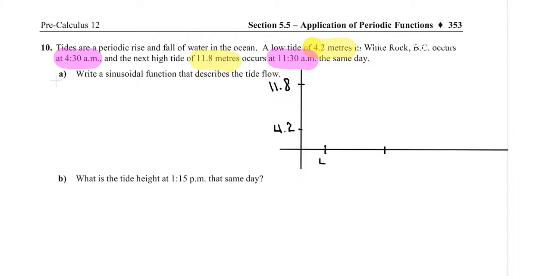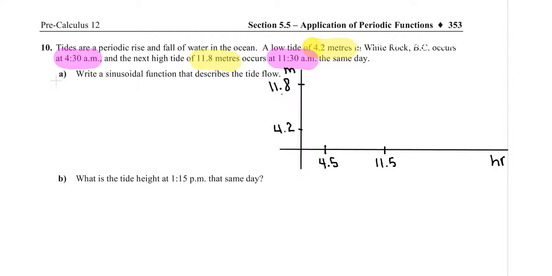Okay, and then the times, so the min will occur at 4:30, which is the same as saying 4.5 hours. And the next one will occur at 11:30, which is 11.5 hours. So here is hours on this side, and going up here is meters. Okay, so the next thing that we can do is find the amplitude.